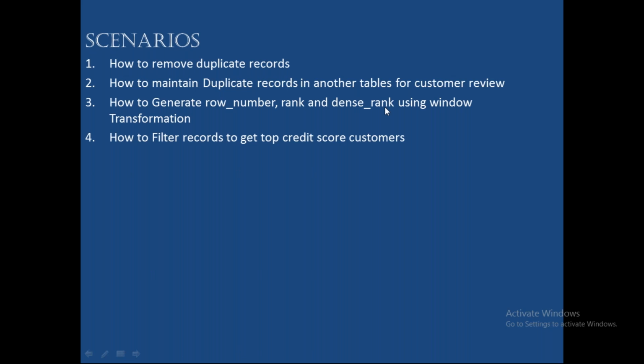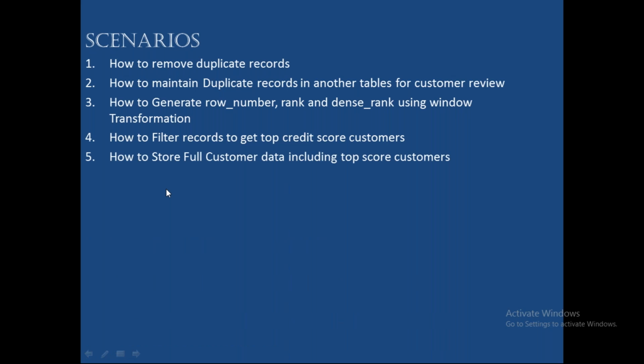How to filter records to get top credit score customers. So once I have generated this rank, dense rank, I'm going to filter. So you will have all the score people, right? Out of them, I want to get only top score people. So that's why I'm going to use a filter to filter those particular records.